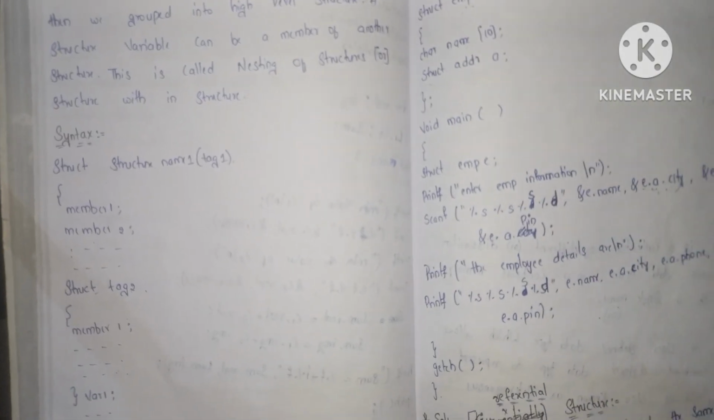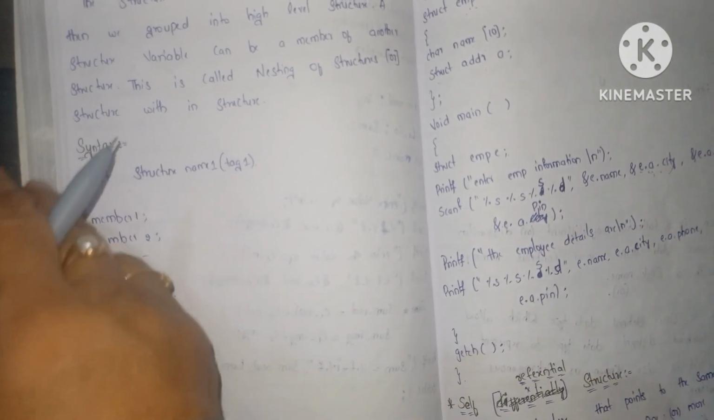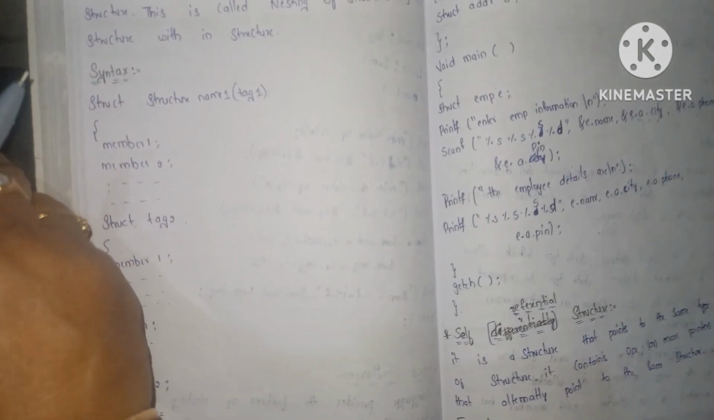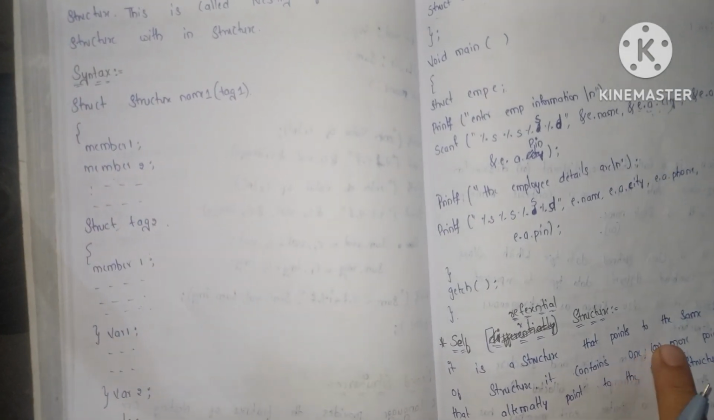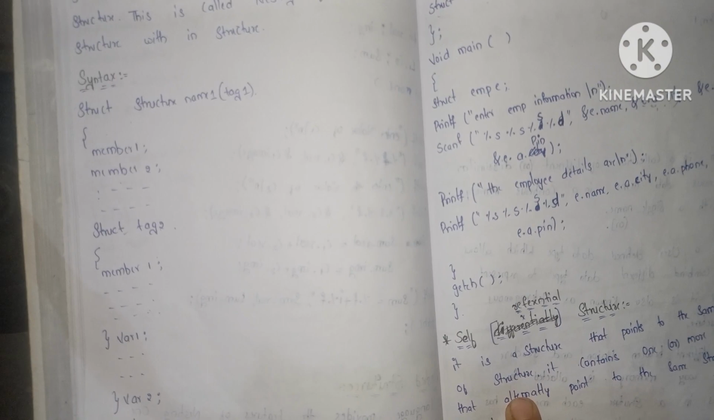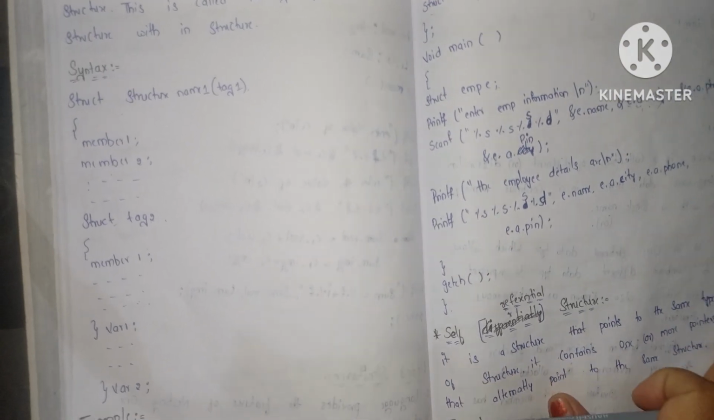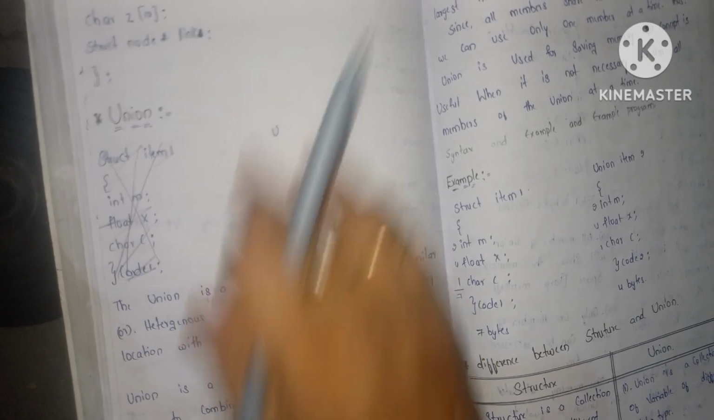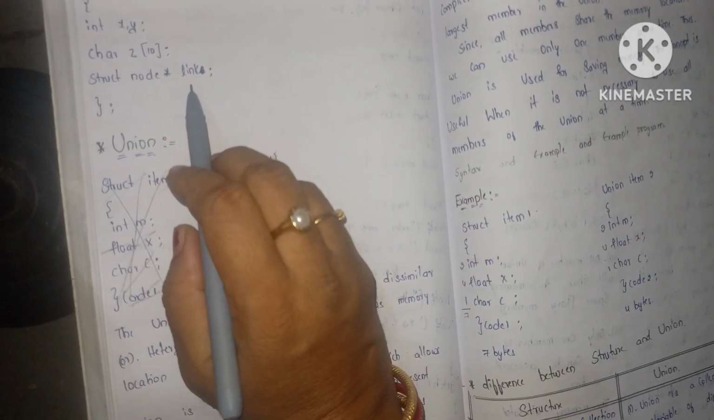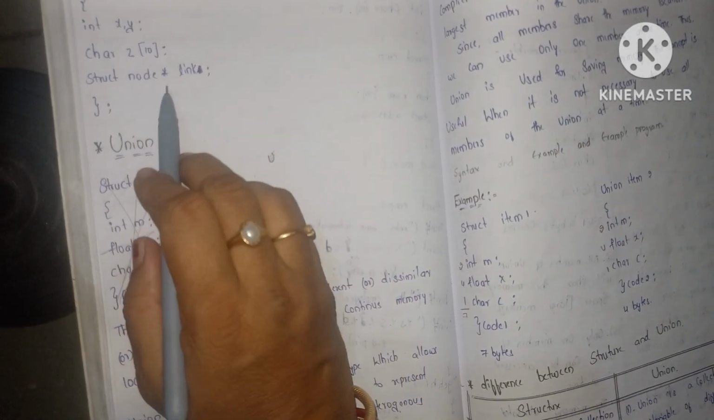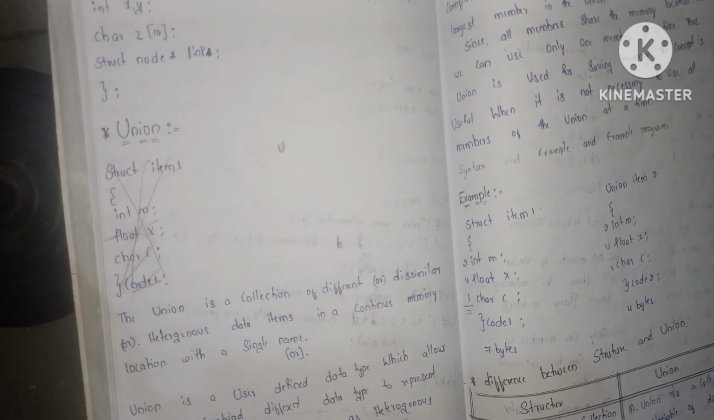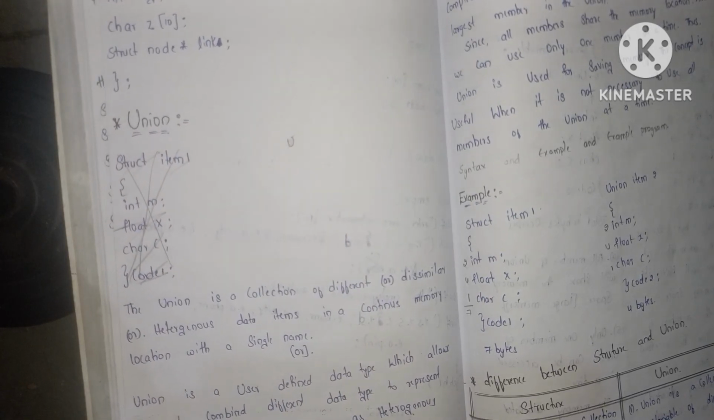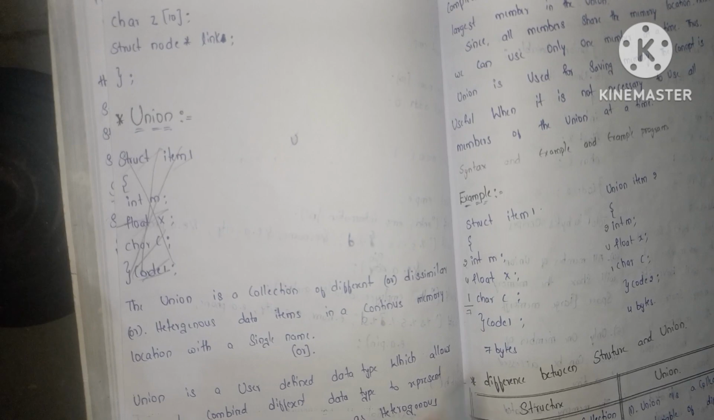Next one is self-referential structure. What is self-referential structure? Any structure that refers to itself is called a self-referential structure. Next important topic is union. Here, when a structure uses pointers, we can use self-referential structures.